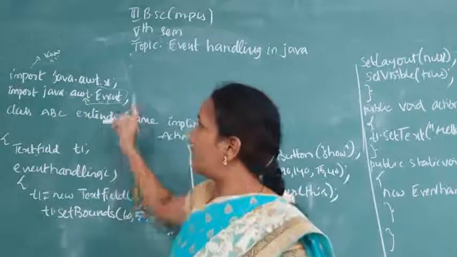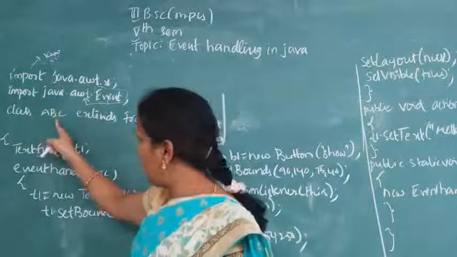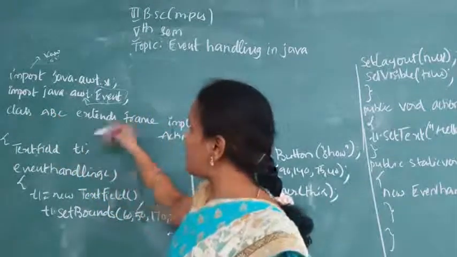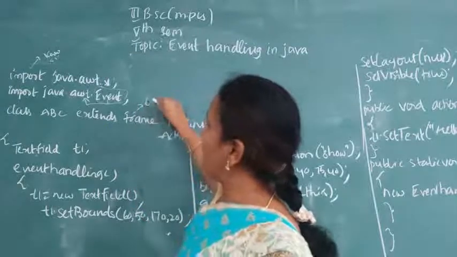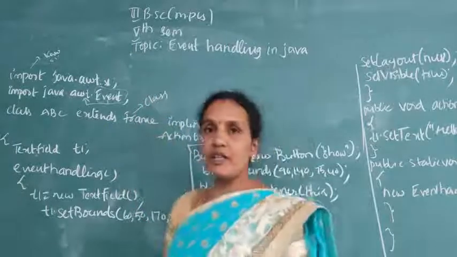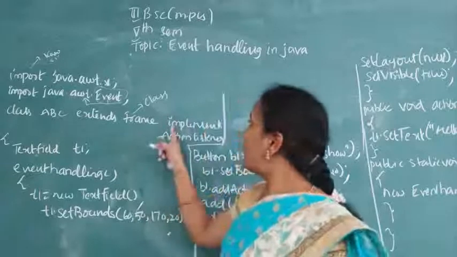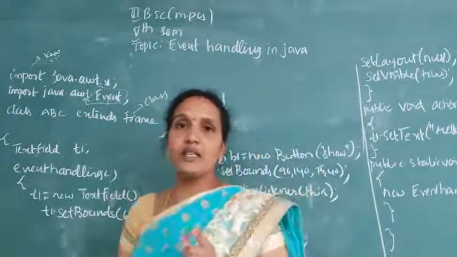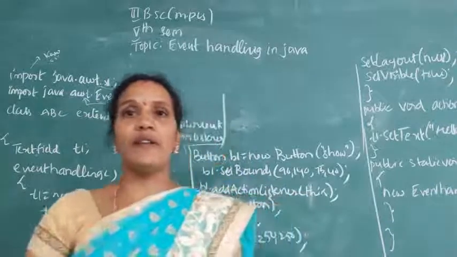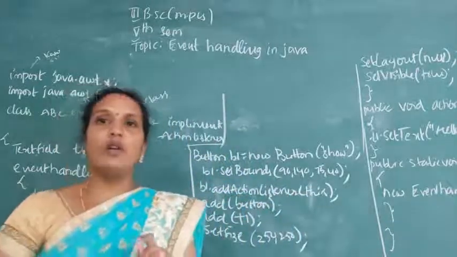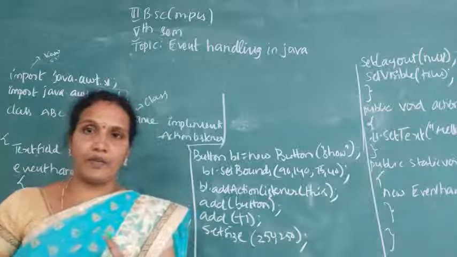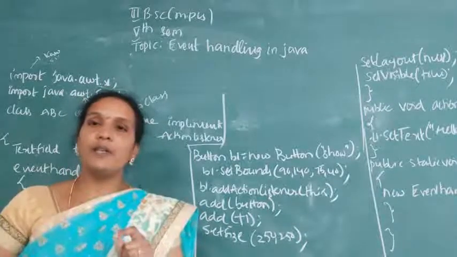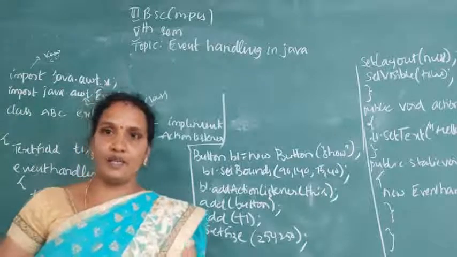Now, next, class ABC. What is ABC here? It is the name of the class which extends the Frame class and which implements the ActionListener. ActionListener is an interface, so we always implement it. Already in threads I explained: if it is a class, we extend it, but if it is an interface, we implement it.